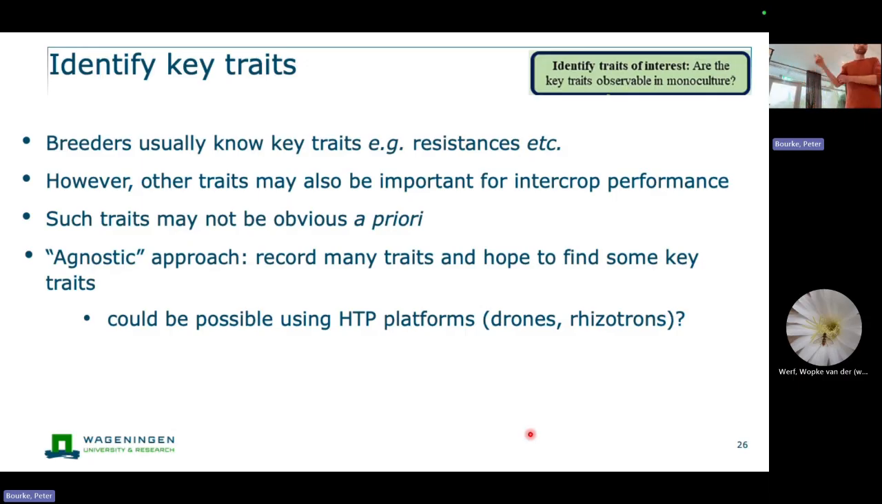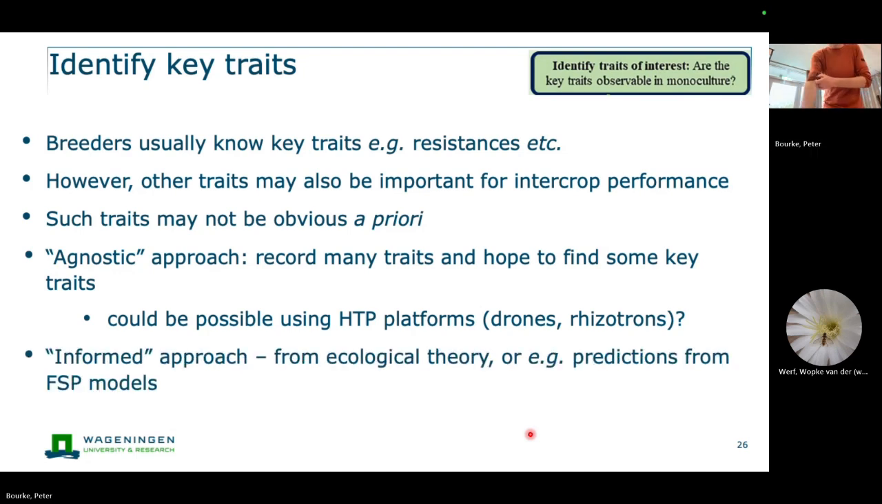The first is what I would call an agnostic approach. So you believe that there's a trait out there that's important for intercropping, but you don't know what it is, a bit like agnosticism. So you record loads of traits, and then you start sifting through them to see whether some of those traits correlate with intercropping performance. And that could be very possible nowadays, with all these high throughput platforms. We've got drones, we've got rhizotrons, we've got many ways of gathering enormous amounts of information about the trait space of plants. So this is certainly, I would say, technologically feasible.